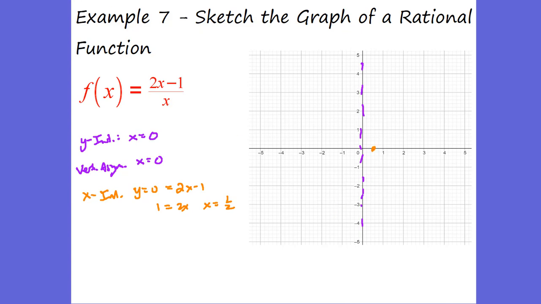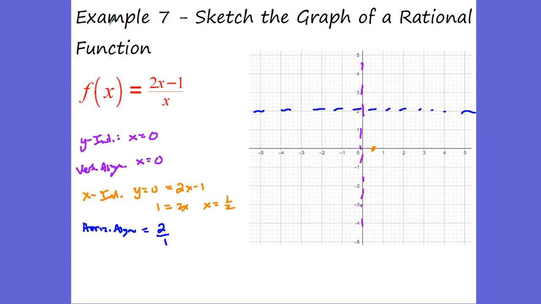I also want to take a look at my horizontal asymptote. Remember, I'm looking at degrees. The degree is 1, the degree is 1. They're the same, which means I take 2 over 1. I just take the coefficients. And I have a horizontal asymptote right here at 2. What am I going to do now? I'm going to plug in some points that might help out.